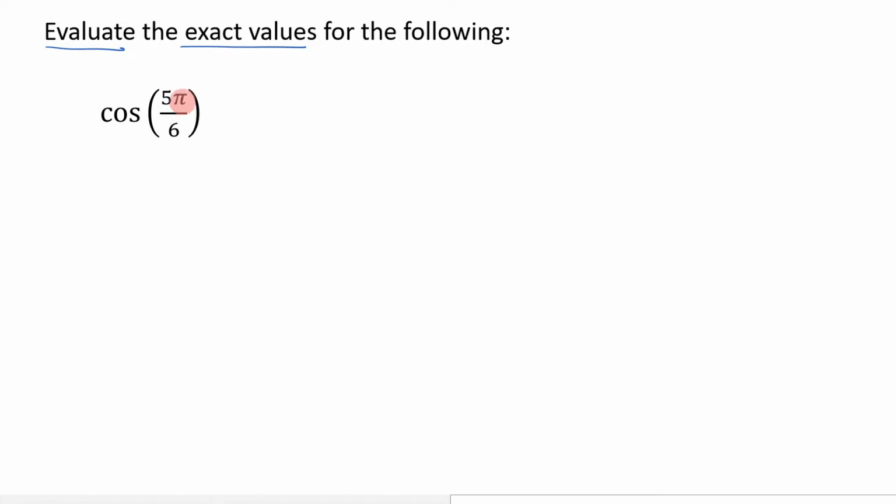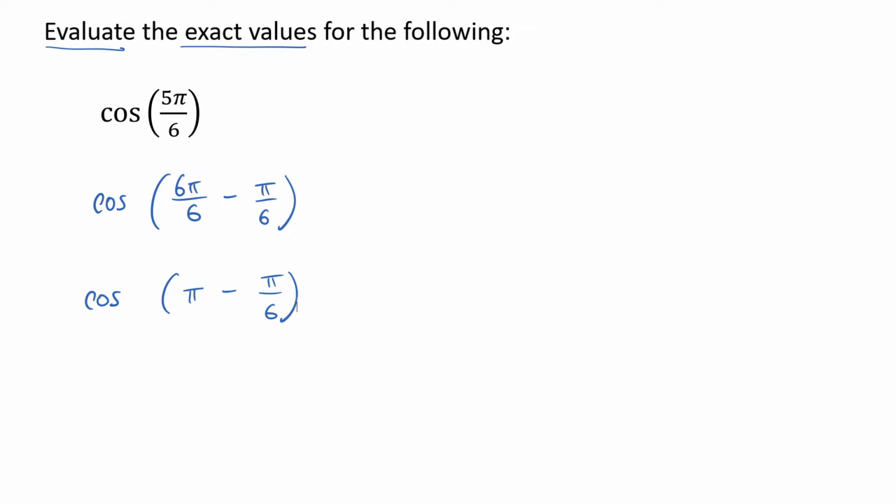There are different ways. I would begin by breaking up this 5 pi on 6 into 6 pi on 6 minus pi on 6. Now, I know that 6 pi on 6 is the same as just pi. So this is pi minus pi on 6. So that means I am in my second quadrant because it's pi minus an angle. I'm in my second quadrant, and I know that in my second quadrant, cos is negative. So that means my answer is going to be negative cos of pi on 6.